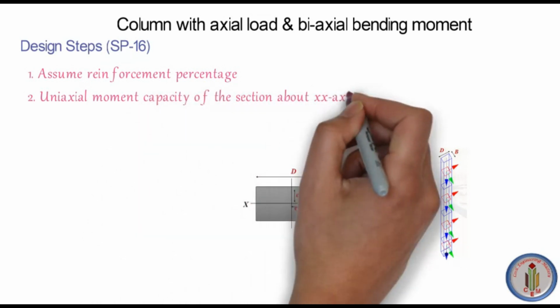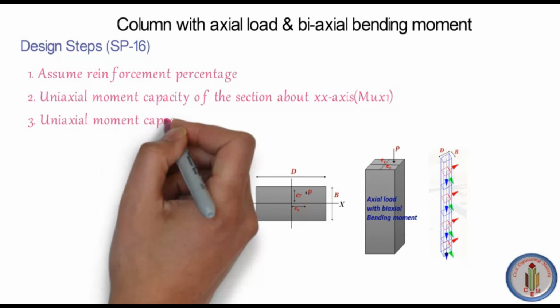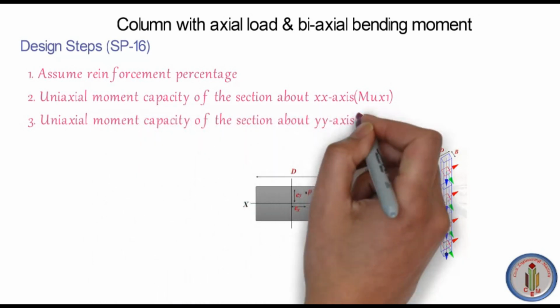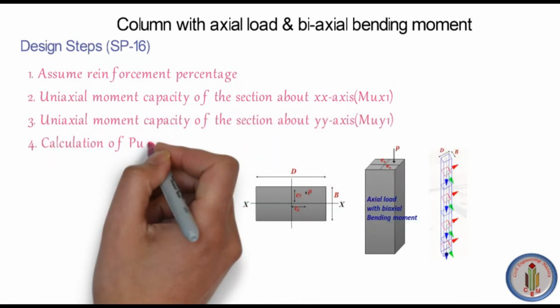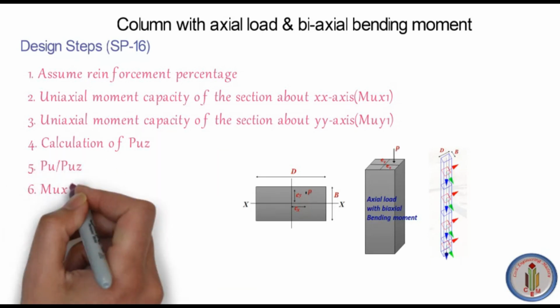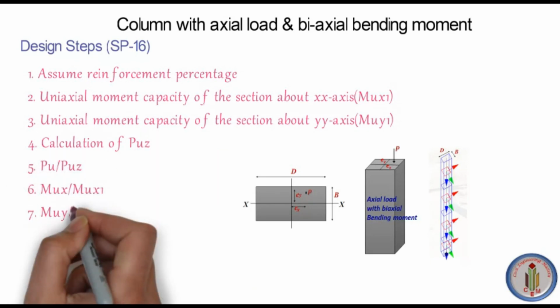Second step is uniaxial moment capacity of the section about x-axis. Third one is uniaxial moment capacity of the section about y-y axis. And fourth one is calculation of Puz. Fifth one is Pu by Puz. Sixth one is Mux by Mux1.